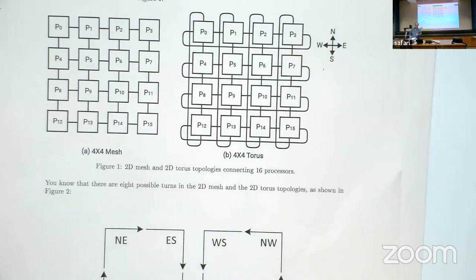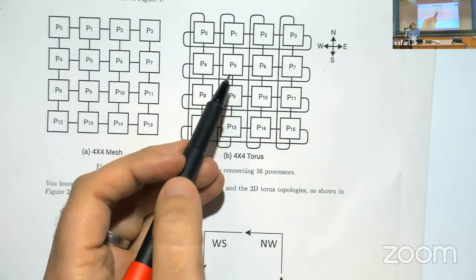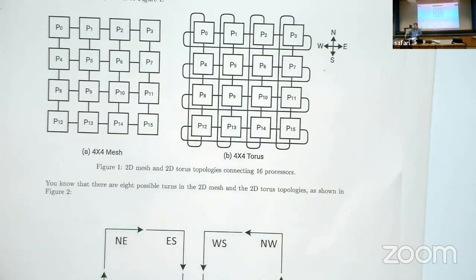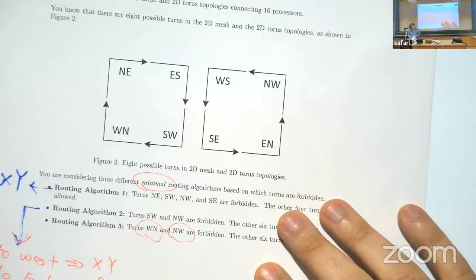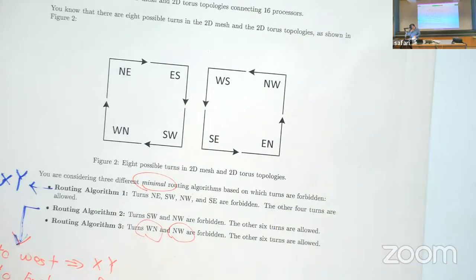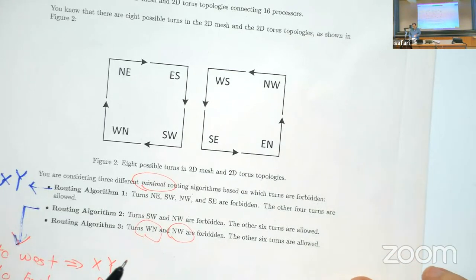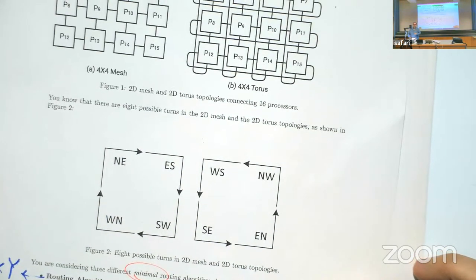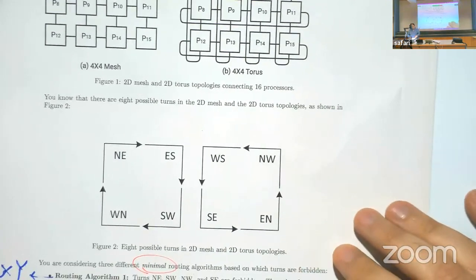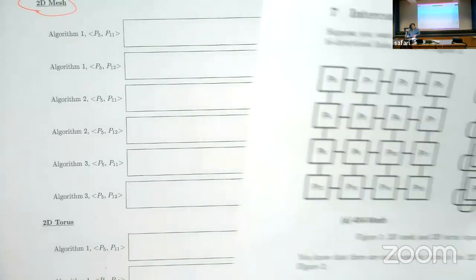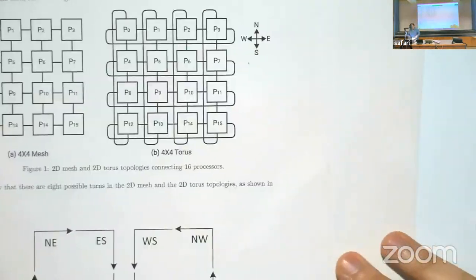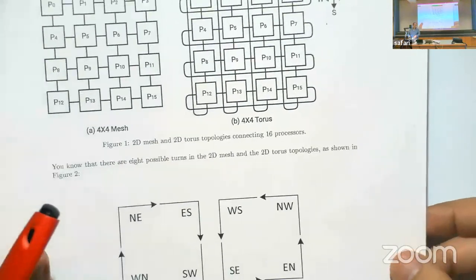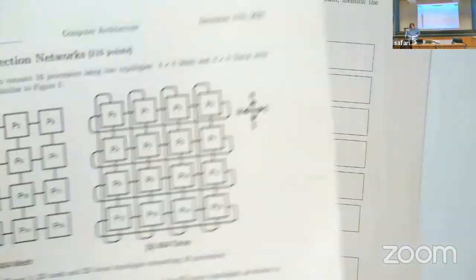For the first algorithm, no, because the first algorithm is XY, right? So we cannot take the east-south turn, right? Actually, we can take the east-south turn, but we cannot take south-east, because in the end you need to also take a south-east turn, right? That is forbidden. Okay. I'm not going to explain more for the first part of this question, because I guess you can see them from the solution.